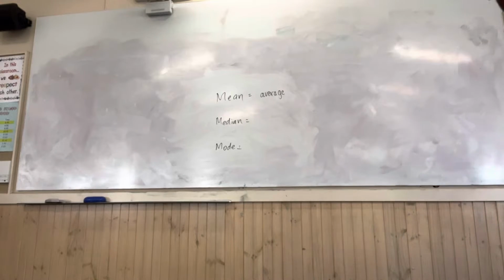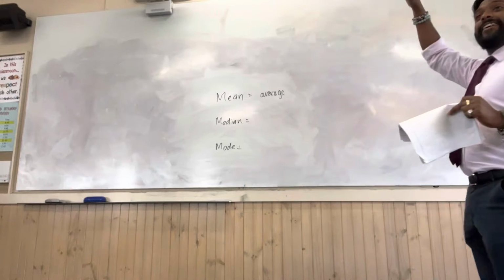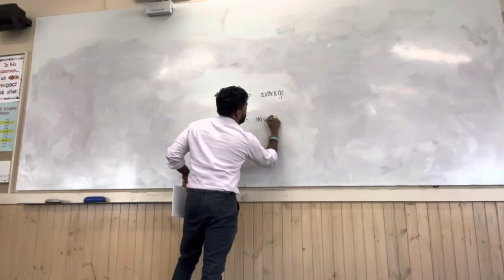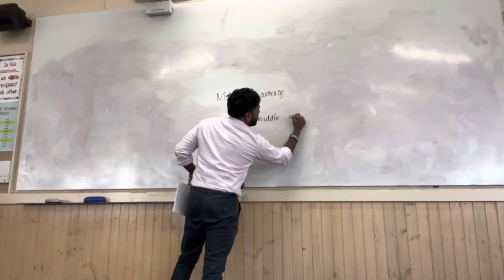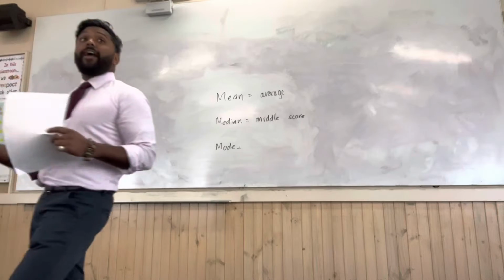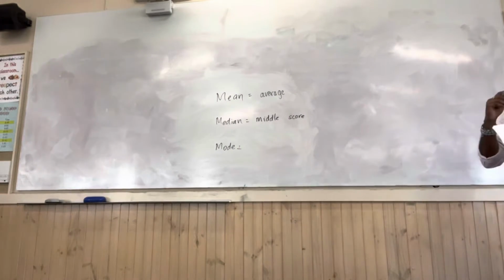At the back. Yeah. Tom? Like the middle number. The middle number. Okay, so the middle score. The median. And this is what you would have learnt in year 7, year 8, and now currently as well. Okay? And then the mode.